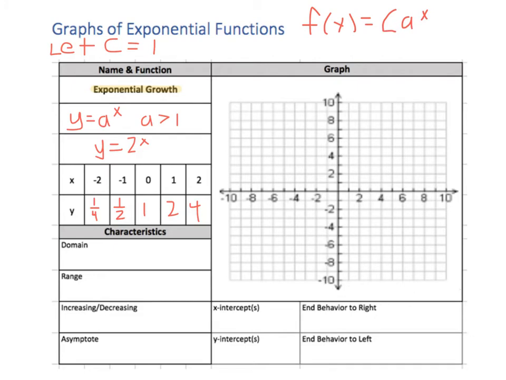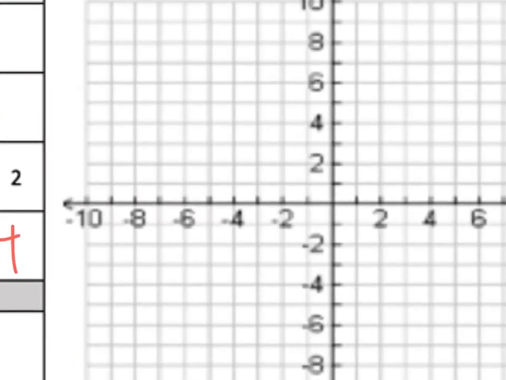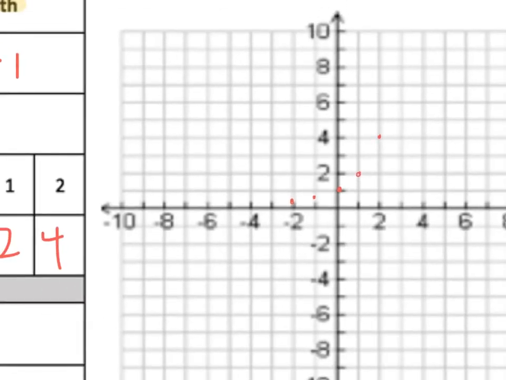So let's plot these points and figure out what this graph is going to look like. So I'm going to zoom in here. We have that -2. We have 1/4. It's about right there. If we have -1, we have 1/2. If we have 0, 1. If we have 1, we get 2, and 2, we get 4. Okay, so if we connect these points, all right, we get the graph looking like this.